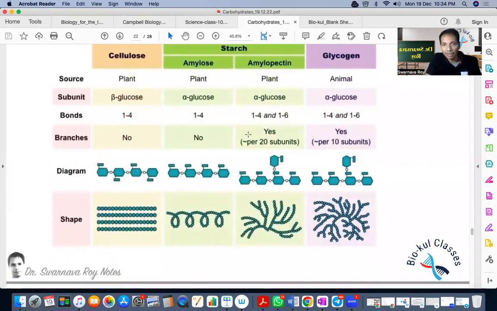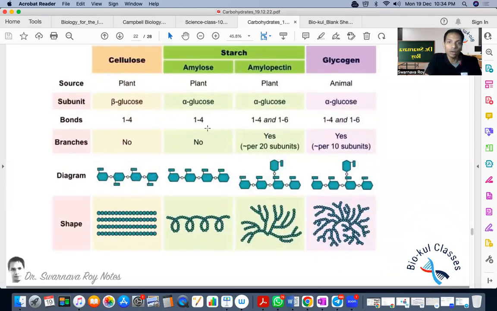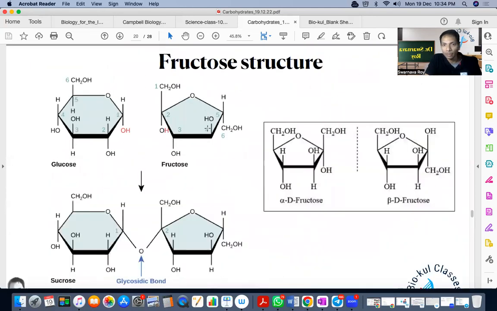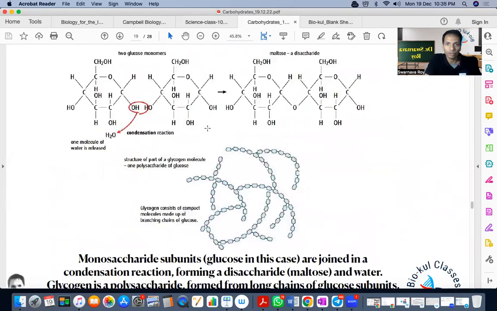Now, one thing, what is an alpha and what is a beta glucose? We need to understand this concept. So now this is a very simple concept. If the hydroxyl group, so let's see.